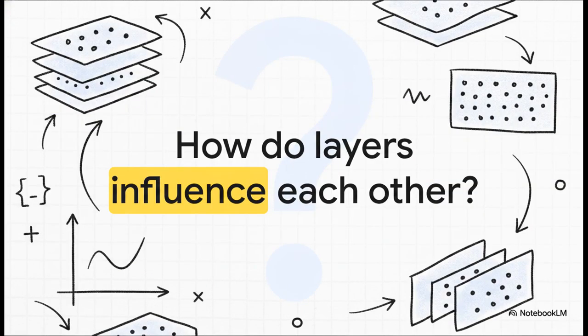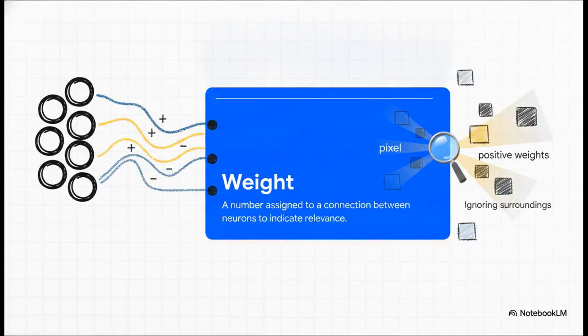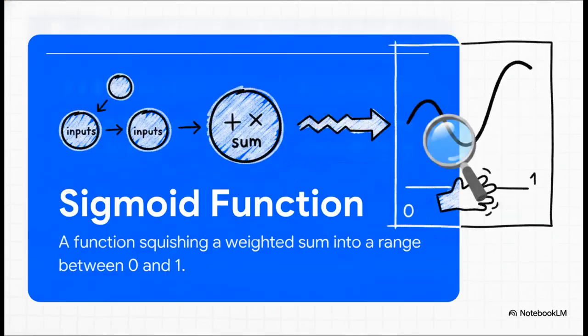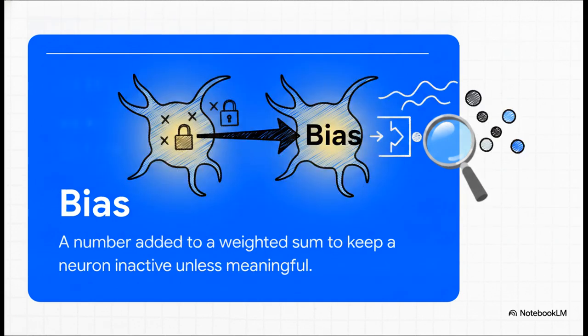So how do these layers actually talk to each other? Well, the secret is entirely in the math. We use weights. Positive weights crank up the relevant pixels, while negative weights just ignore all the background noise. Next, we calculate a weighted sum and pump it right through a sigmoid squishification function. Great word, right? Crucially, we add a bias. It's a threshold, making sure neurons only fire when a pattern actually matters.